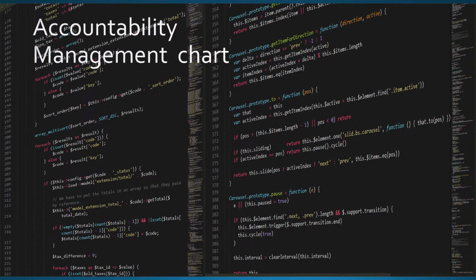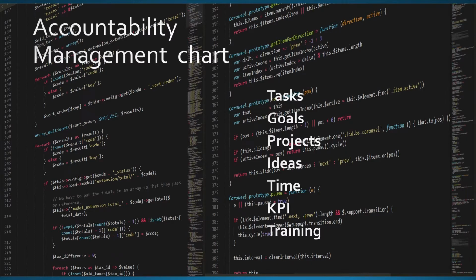With our accountability management system, you will be responsible for recording and tracking a number of areas. By doing so, the chart is an integral part of your performance evaluation and your self-evaluation process.